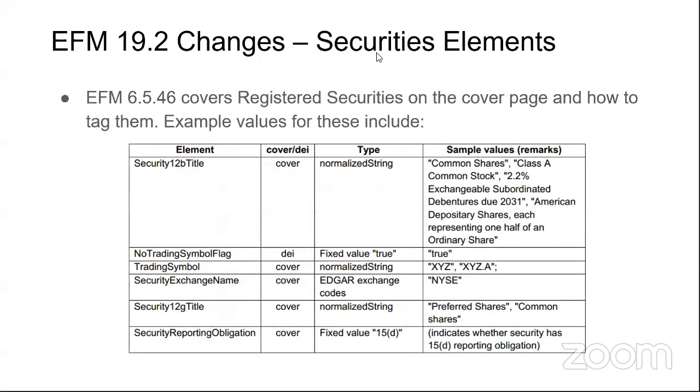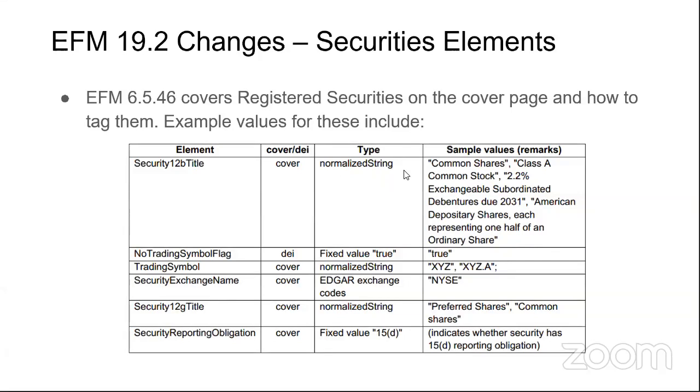One of the new sections the SEC is adding to the EFM is going to be 6546, covering registered securities. And these are how you would tag these new requirements for registered securities on the cover page. So we have a couple of different elements here. For example, we have Security 12B title, Security 12G title. And if you look at this table, you can see both these are just normalized strings, which means you can put really any value in there.